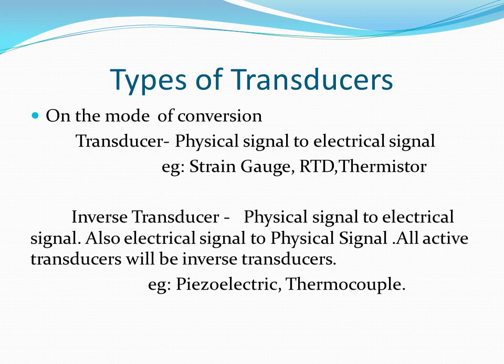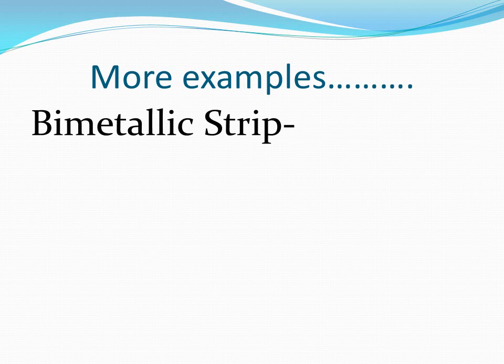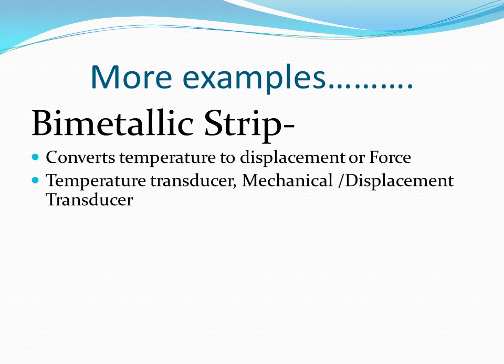Okay, so with this we are completing the types of transducers, and we will see some examples of how a transducer can be classified. For example, a bimetallic strip. It is like a strip. Whenever there is an increase in temperature, it moves from one position to another position. That is, a displacement is created. So here a change in temperature is converted to displacement or a force. So it may be called a temperature transducer.